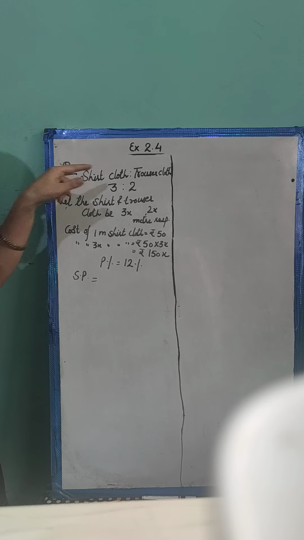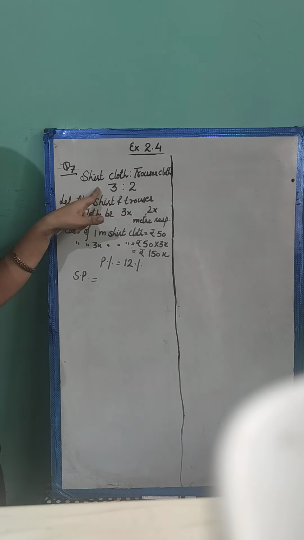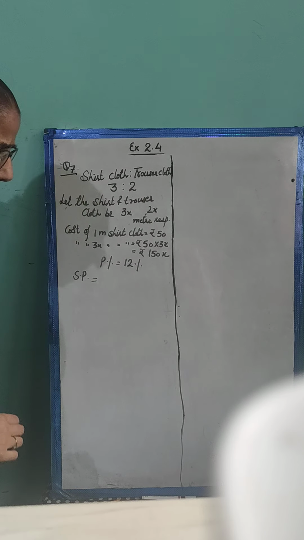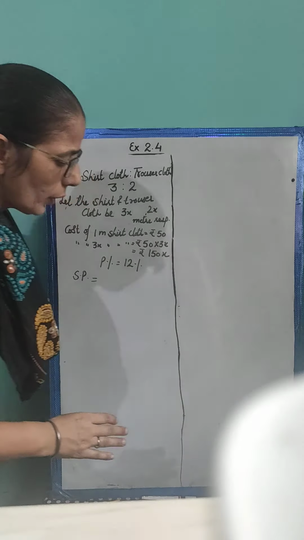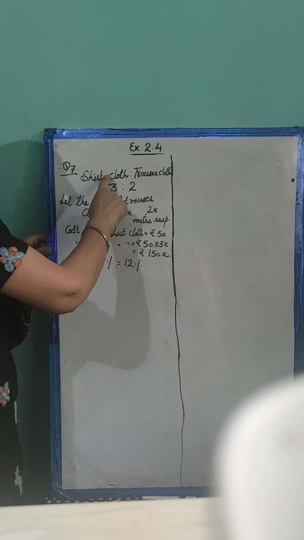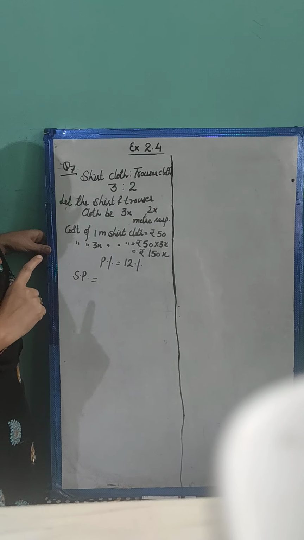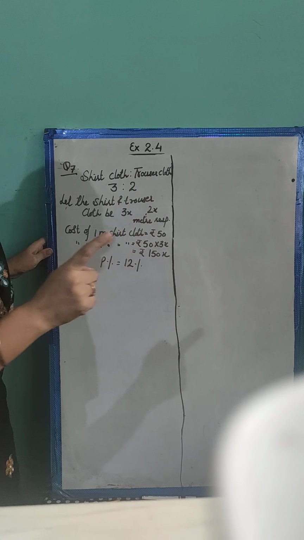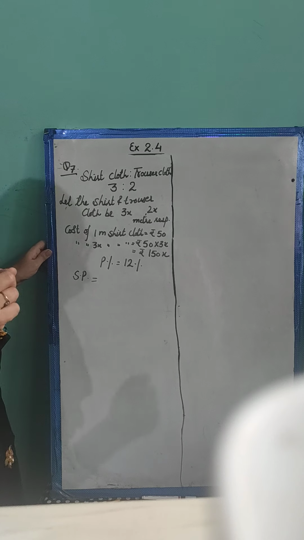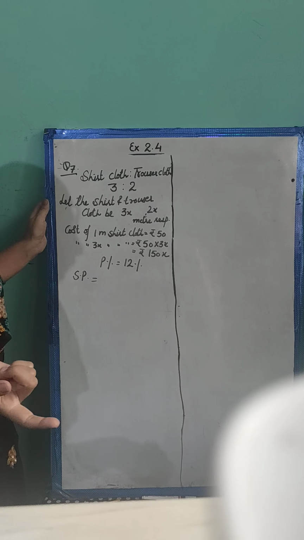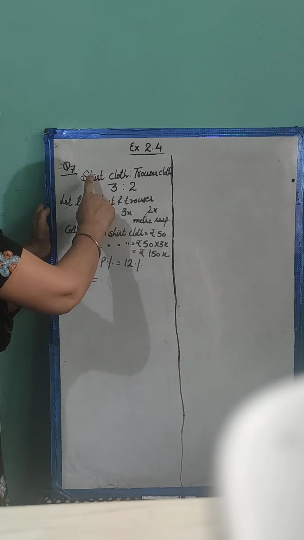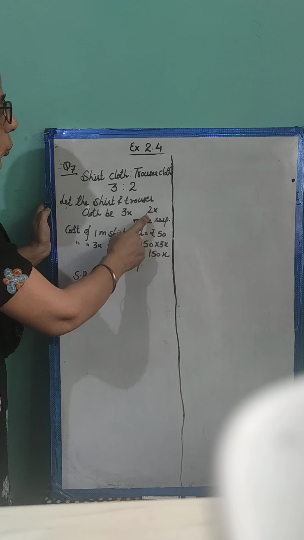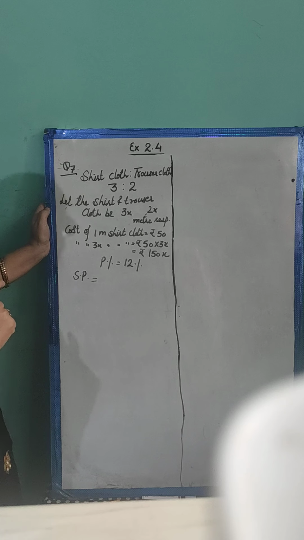Shirt cloth and trouser cloth are in the ratio 3:2. Although it is written a little later in the question, it is given that for every 3 meter of shirt cloth, 2 meter of trouser cloth is required. So the ratio of shirt cloth to trouser cloth is 3:2. So let the cloth purchased for shirt be 3x meter and for trouser be 2x meter respectively.